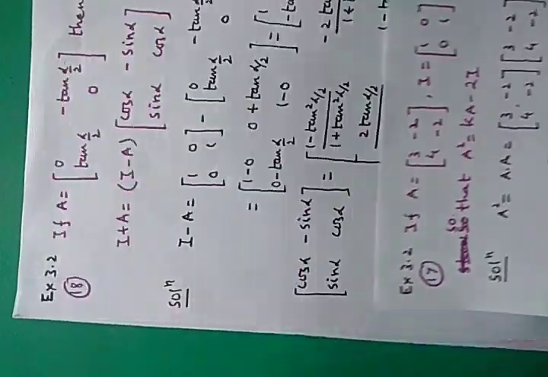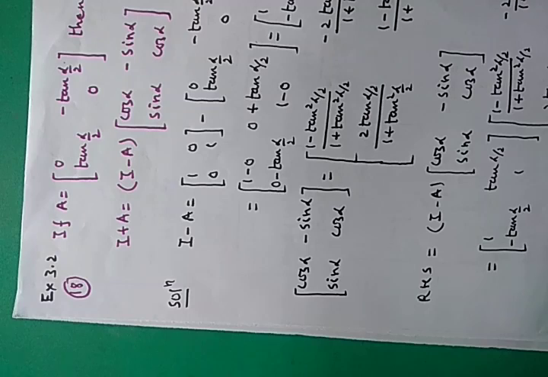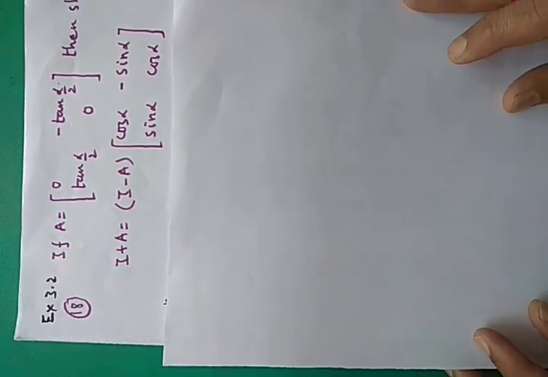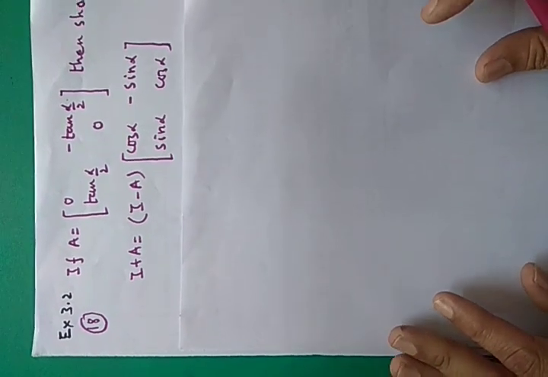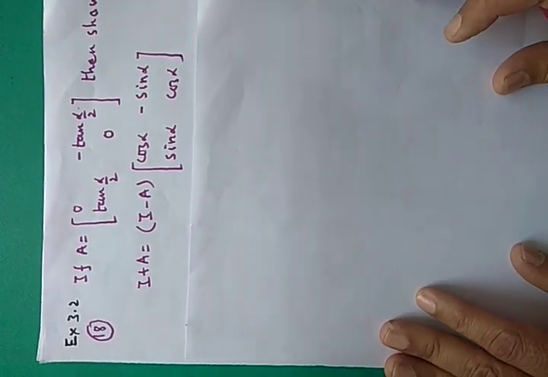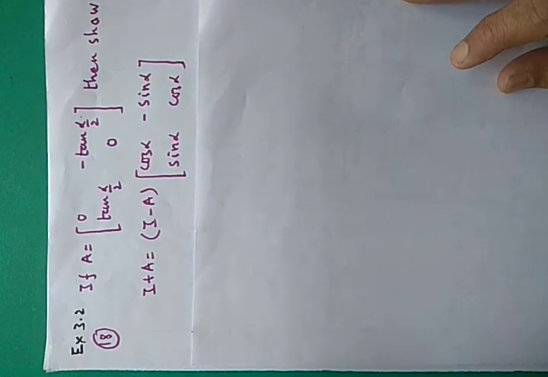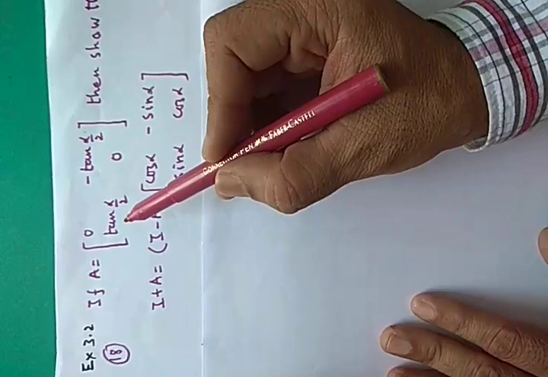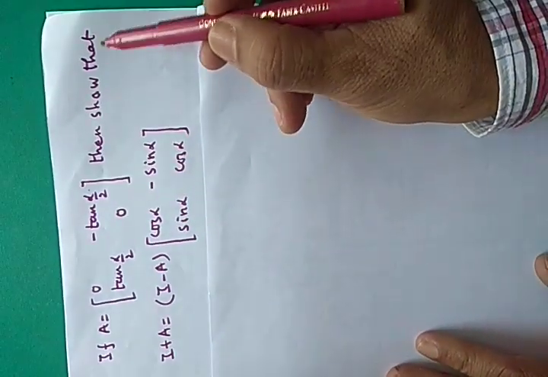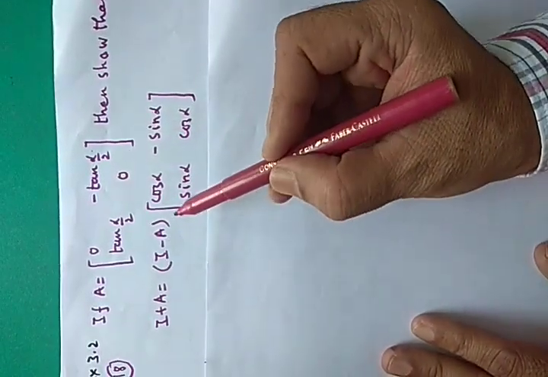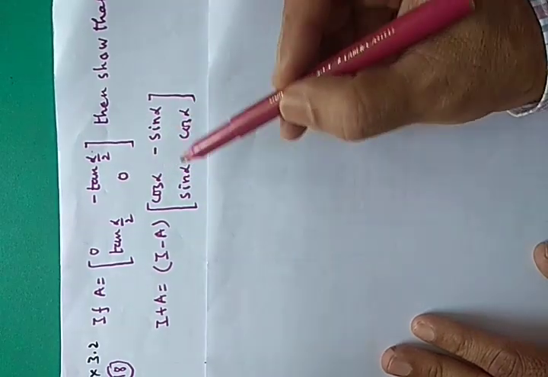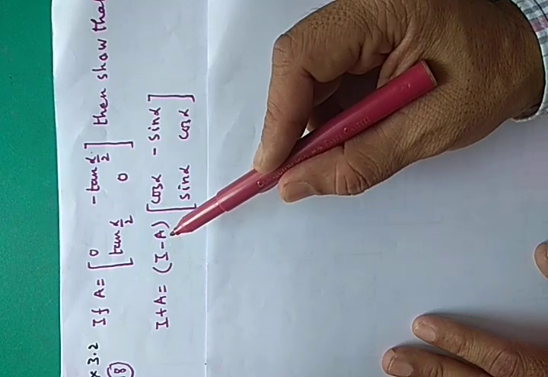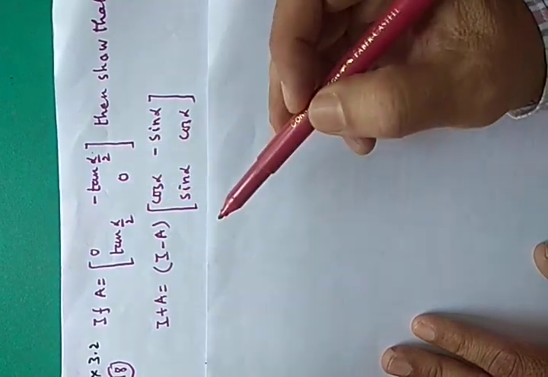Okay. Next question. In this problem, many students have told me that they are facing problems in this particular question. So this is an important question. If matrix A is given as 0, minus tan alpha by 2, tan alpha by 2, 0, then show that I plus A is equals to I minus A into cos alpha, minus sin alpha, sin alpha, cos alpha, where I is nothing but identity matrix of same order, means order 2.